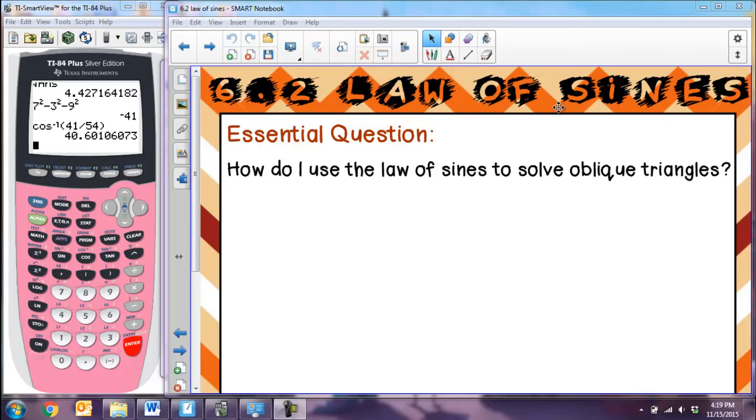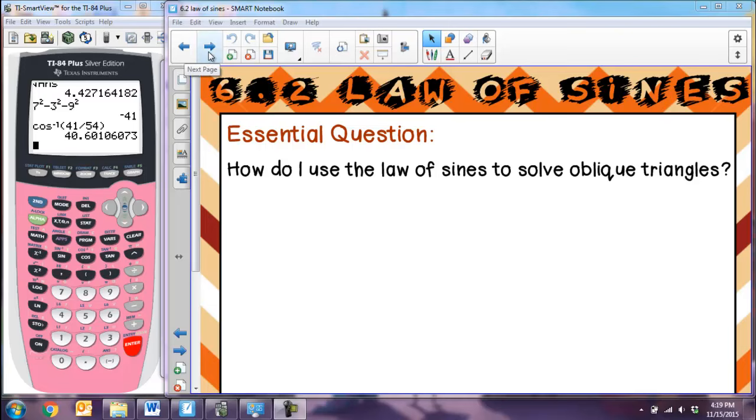Yesterday we saw the law of cosines, and today it's the one with the sines. We're going to ask ourselves, how do we use the law of sines to solve those oblique triangles? There are some instances where you can't use the law of cosines because you don't have two sides or three sides with the angle enclosed. So we're going to be looking at those.